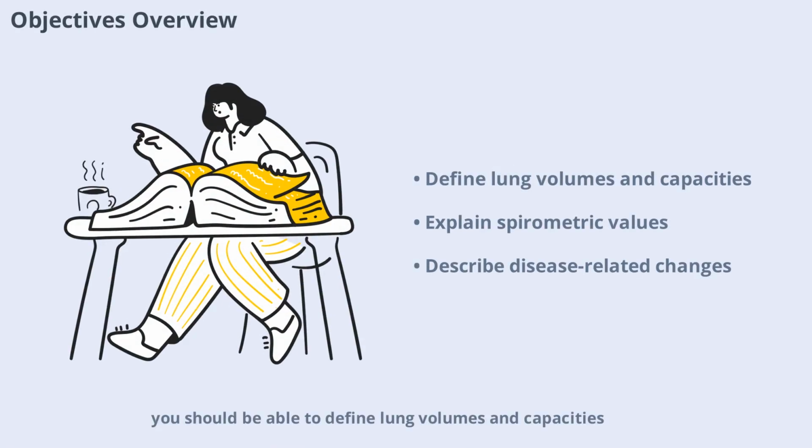explain key spirometric values like FEV1, FVC, and the FEV1-FVC ratio, and describe how these values change in obstructive and restrictive lung diseases. These objectives will help you build a solid foundation for interpreting pulmonary function tests in both clinical and academic settings.